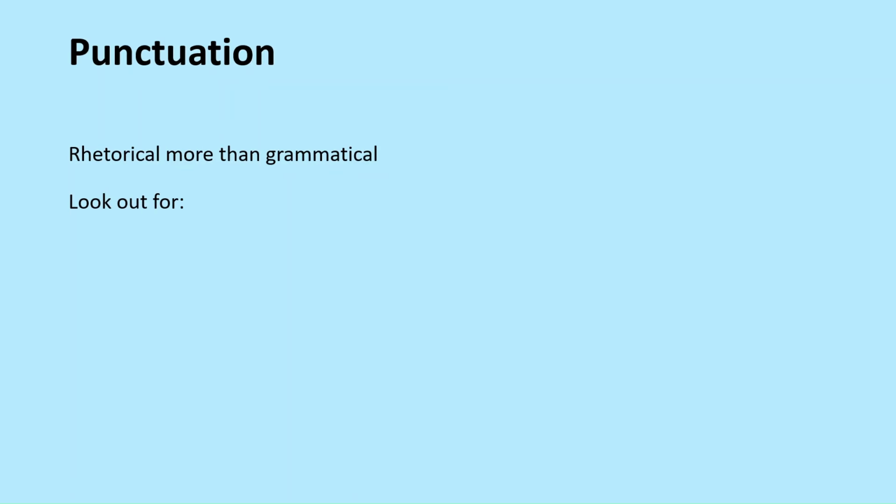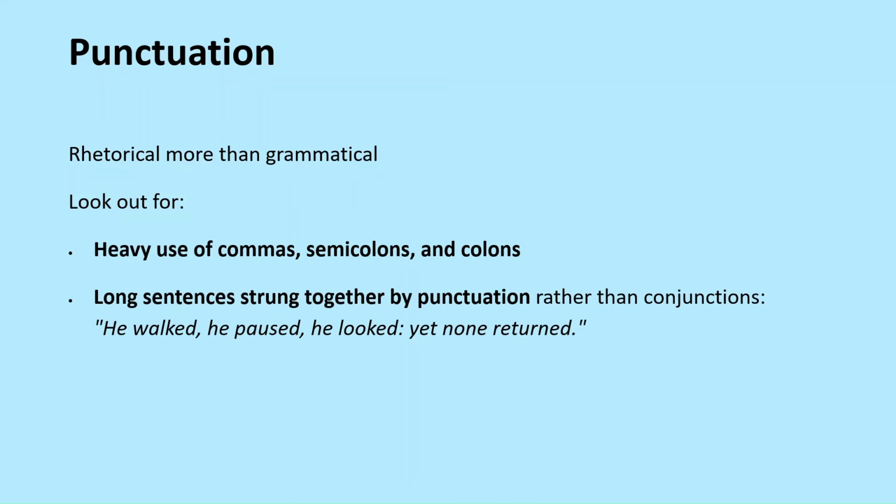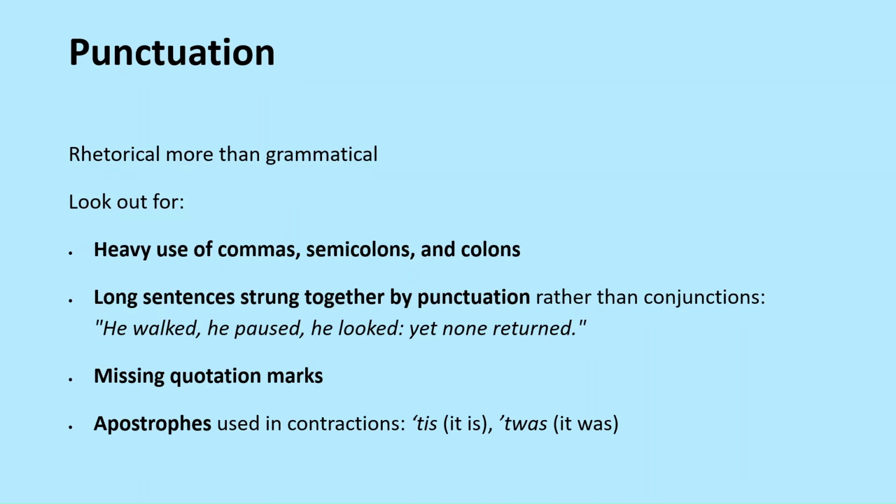Things to look out for are the heavy use of commas, semicolons, and colons, and long sentences strung together by punctuation rather than conjunctions. For example, he walked, he paused, he looked, yet none returned. Also look out for missing quotation marks and apostrophes using contractions, notably 'tis for it is and 'twas for it was.